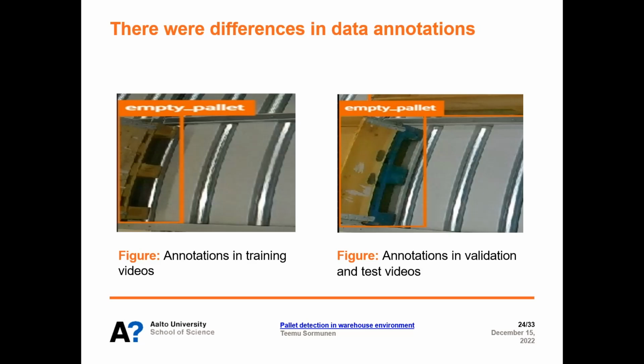How the training videos were annotated can be seen on the left figure. The pallet is annotated as empty pallet when the 3 bottom legs of the pallet are seen. And the annotation for the validation and test videos is seen on the right figure. The pallet is annotated as empty pallet only when the pallet bottom is visible. This created a difference between training and testing and validation data, such that the model is trained to recognize the pallet earlier than is seen in the evaluation data. The results can be seen later.